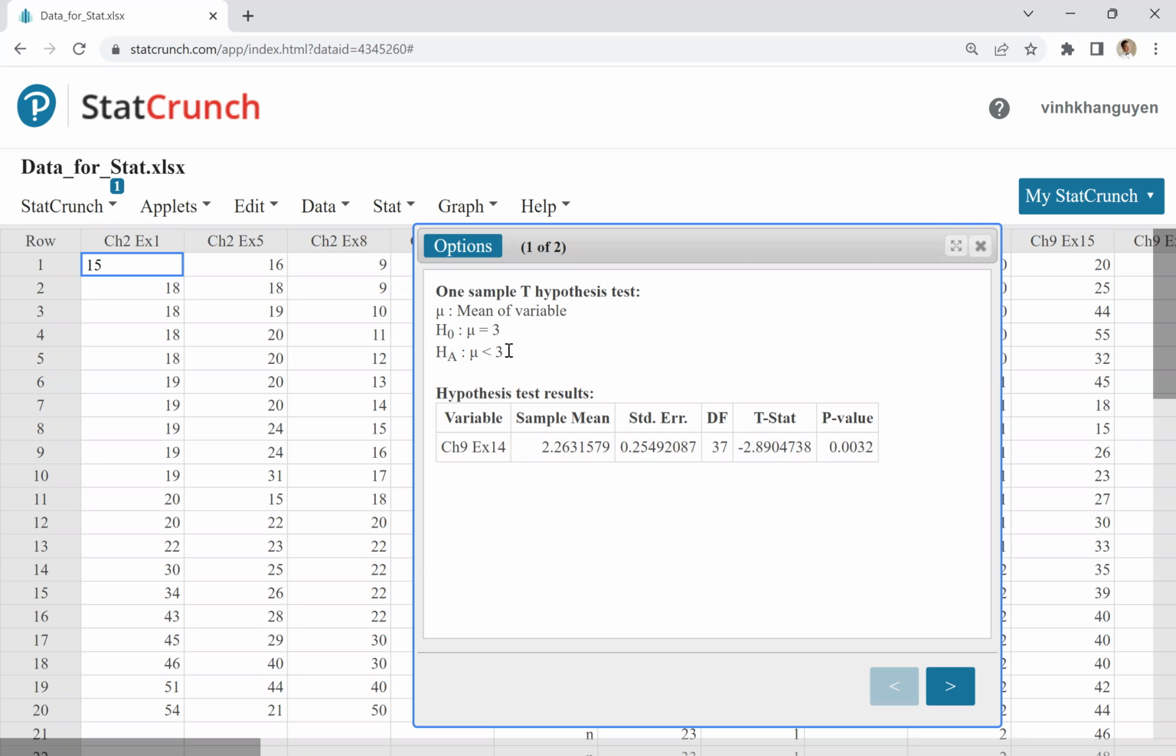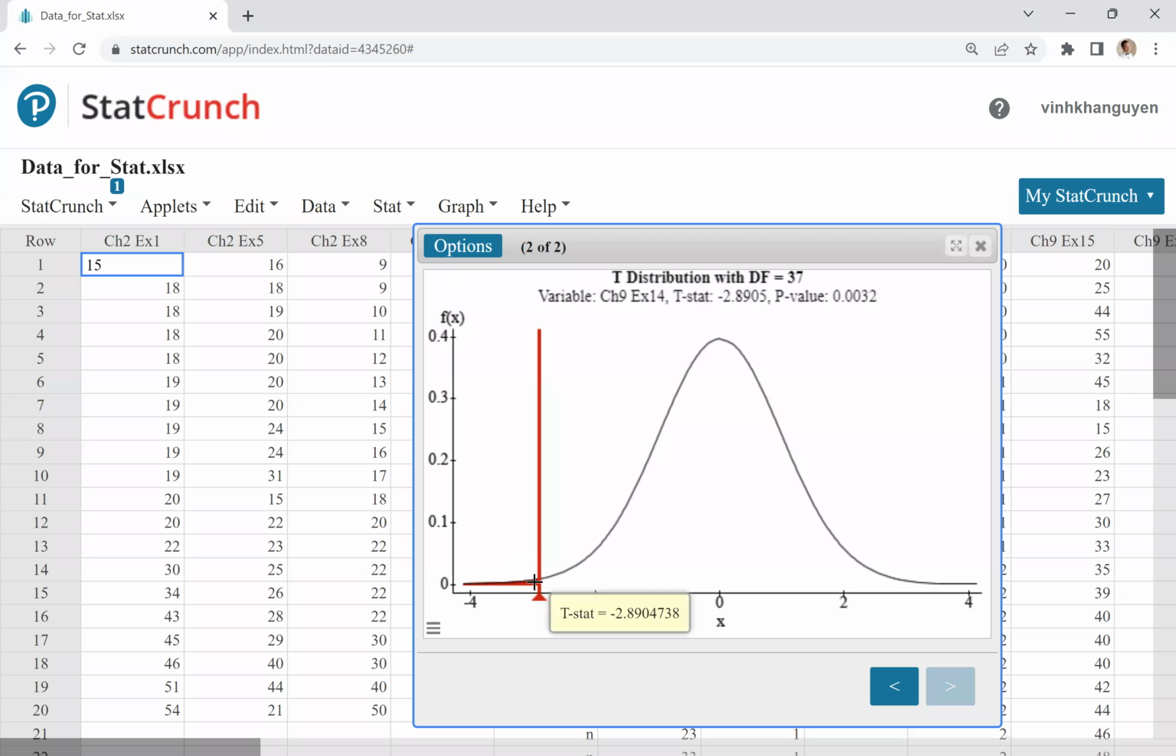When we look at the alternative hypothesis, the inequality is less than. So there's a left tail test. The p-value is going to be on the left side. Ta-da! There's the p-value. Look at this red area right here. That is the p-value. And the number right here is the test statistic. Pretty cool.